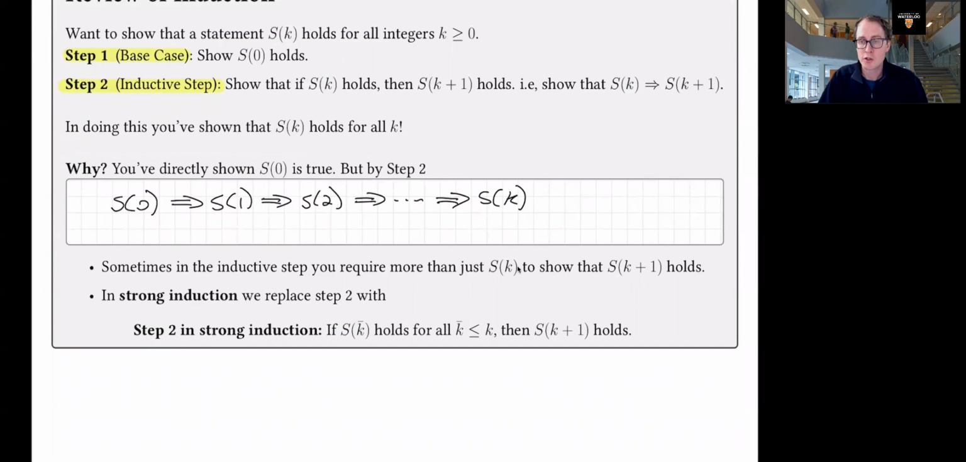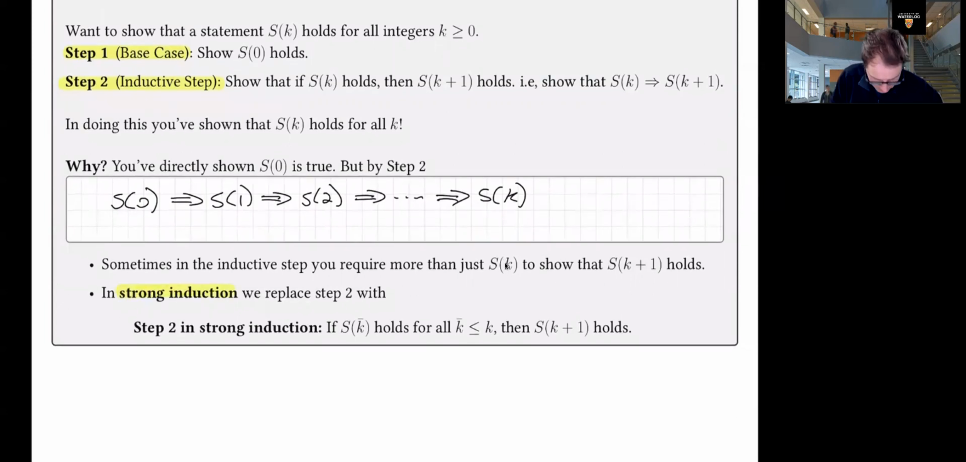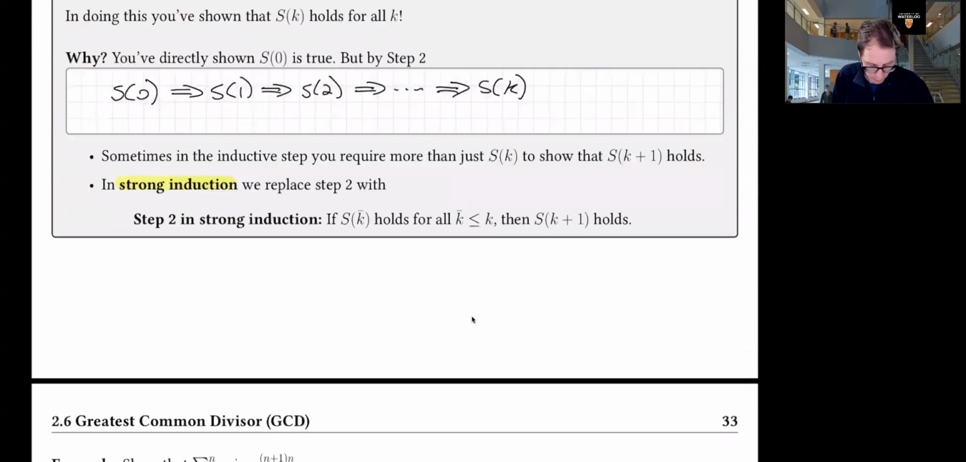There are times where to show that it holds for Sk plus 1, you need more than just Sk. Like you might need to apply that it holds for Sk, Sk minus 1, Sk minus 2, Sk minus 3 in order to show it holds for Sk plus 1. For this, we use strong induction. It's the same thing, but instead, in strong induction, the step becomes if it holds for all k bar less than or equal to k, then it holds for k plus 1. And that's actually the type of induction that we would apply in proving extended Euclid more formally.